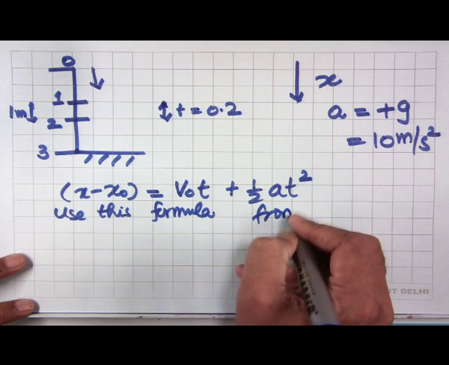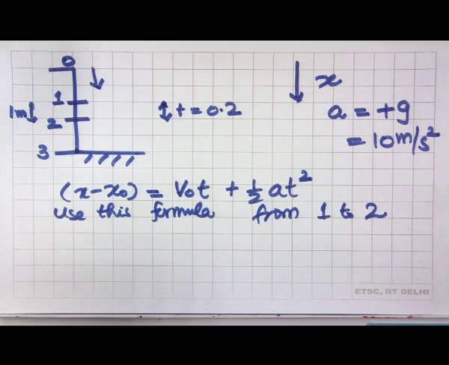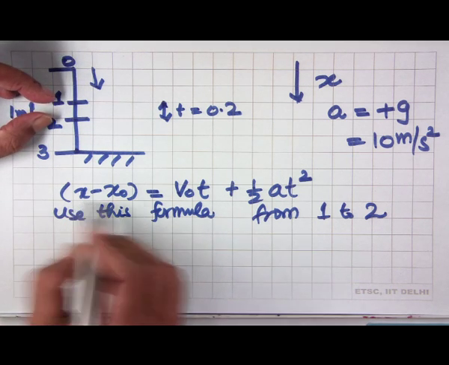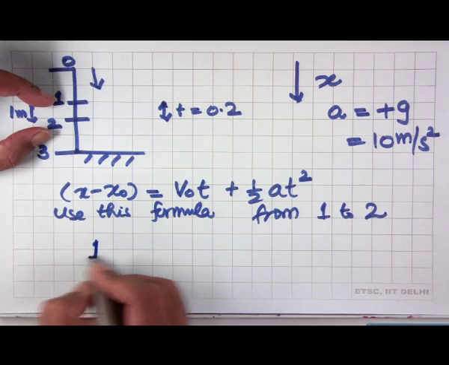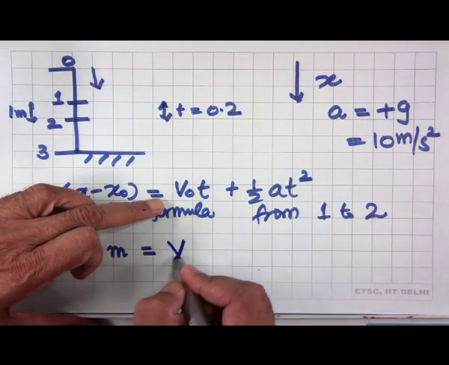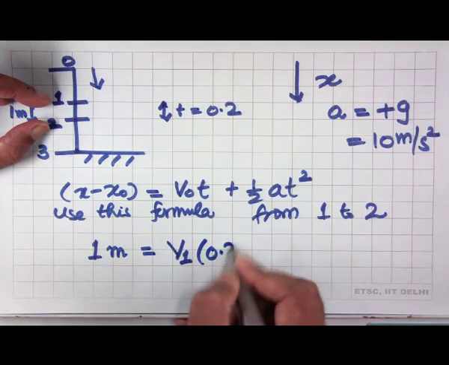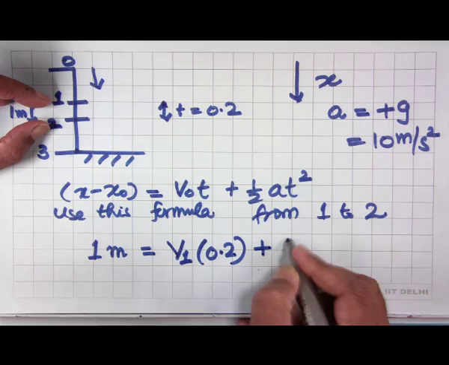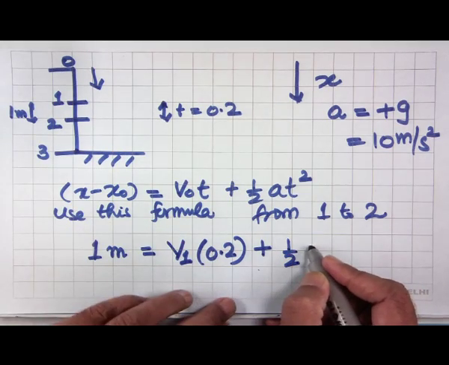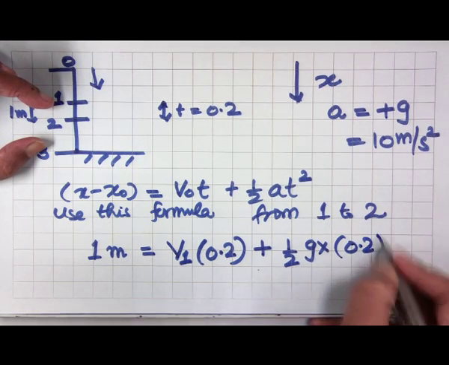on the distance from 1 to 2. So, therefore, now from 1 to 2, x minus x0 will be 1 meter. The initial velocity v0, which we do not know, this will be v1. The time taken from 1 to 2 is 0.2, and then we have plus half times acceleration is g, and the time taken from 1 to 2 is 0.2 square.